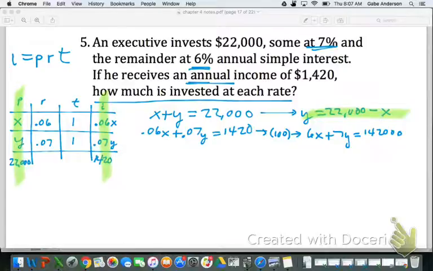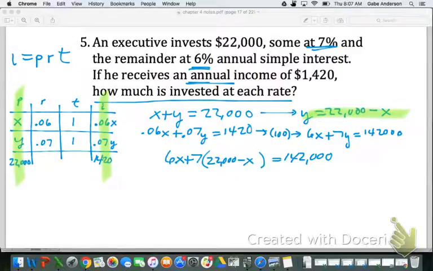So wherever I see a y, I'm going to put 22,000 minus x in the other equation. So that could look like this: 6x plus 7 times... there used to be a y there. I'm going to replace it here in a second. Equals 142,000. So I'm going to remove the y from that second equation and replace it with 22,000 minus x.